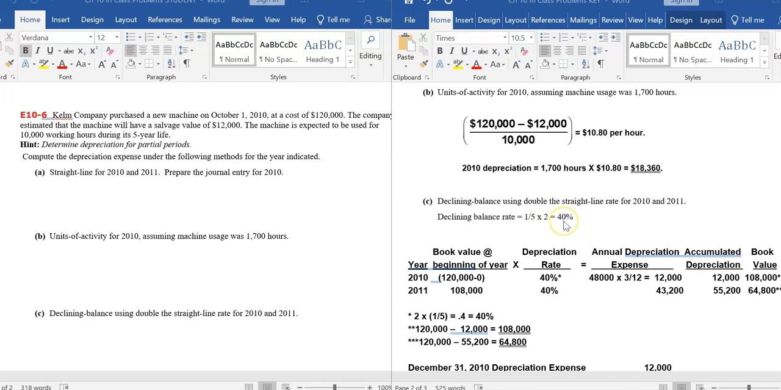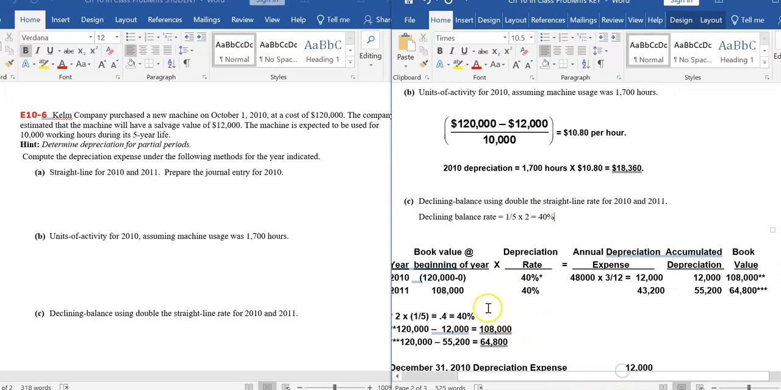In order to calculate each year's depreciation, we end up taking the book value of the asset at the beginning of the year. And the book value is the difference between its original cost and how much has been depreciated as of the beginning of the year. In 2010, this asset was purchased. It was a brand new asset. So its book value at the beginning of the year is $120,000.